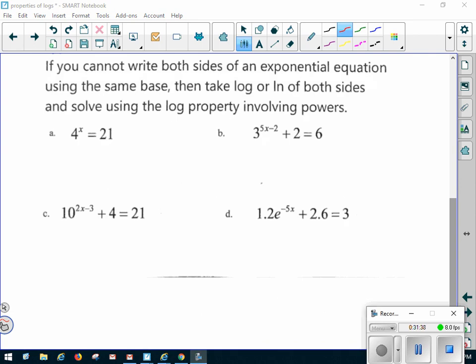Let's look at this next set. I want to solve A, but I cannot rewrite 4 and 21 as having the same base. Well, snap. If I cannot do that, do you remember how your Algebra 2 teachers taught you how to get a variable out of an exponent? Take a log of both sides. Your Algebra 2 teacher would have taught you, like on A, to do a log base 4, because the base is 4, right?